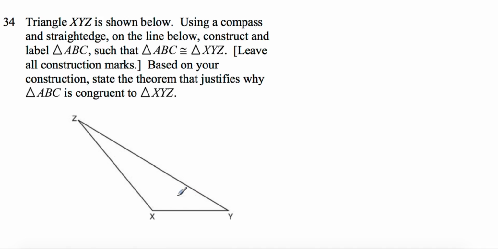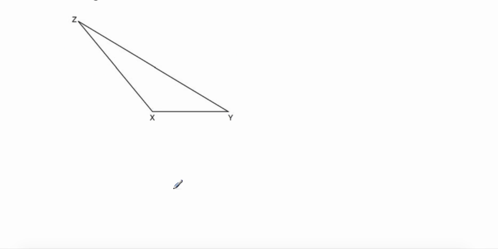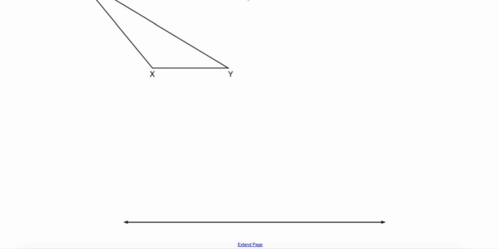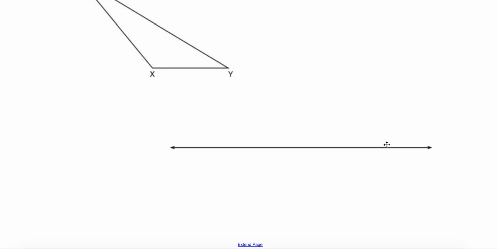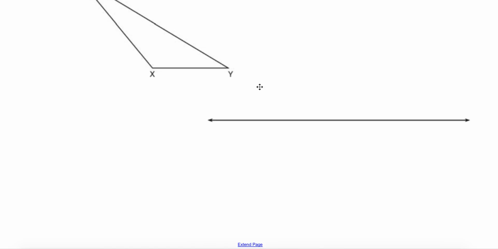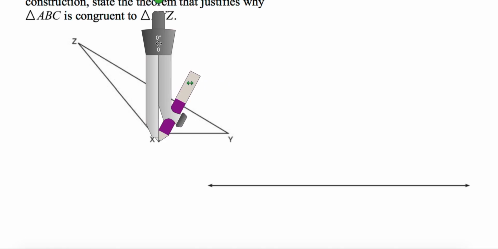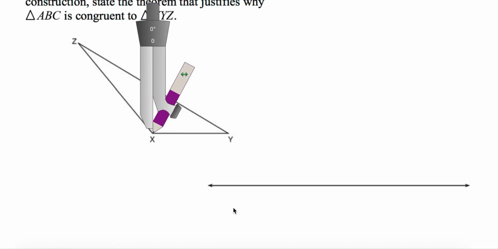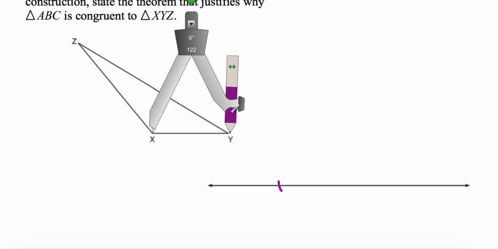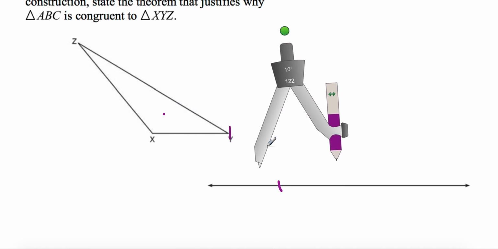All right, so now in this case, what I'm going to do is copy each line segment. If I copy each line segment, then that's essentially the SSS postulate here. So I'm going to start from here. I'm going to open this one up to see how wide it is. I'm going to do that over here.